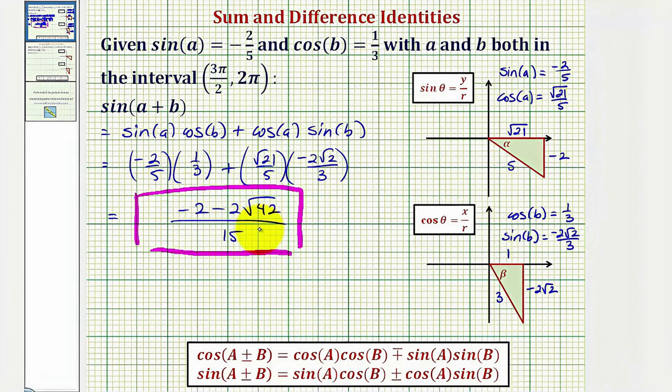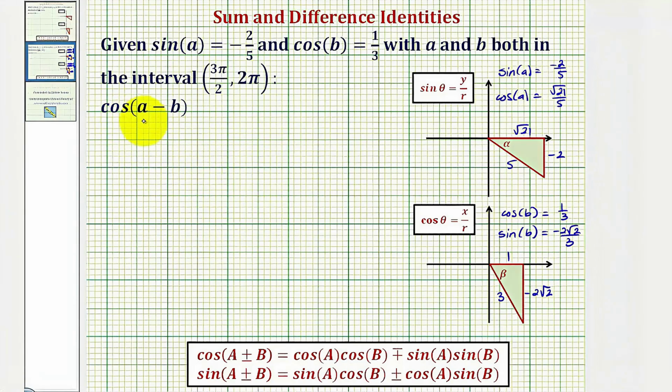Now let's look at the second part of this question. Notice that cosine of the quantity A minus B is going to be equal to cosine A times cosine B plus sine A times sine B. Notice how because we have a difference, we'll be using a sum when we apply the identity. So again, we have cosine A times cosine B plus sine A times sine B. Subbing in the trig function values, cosine A is equal to the square root of 21 divided by 5.